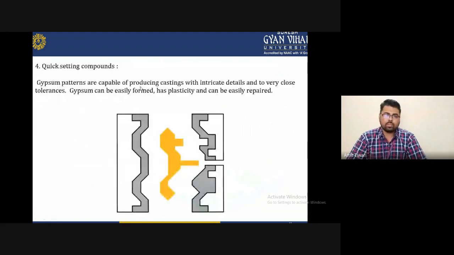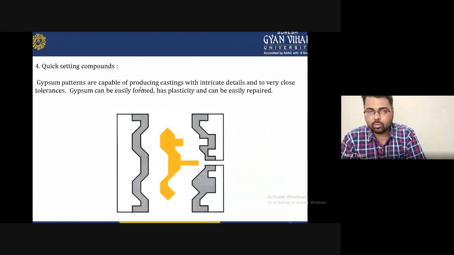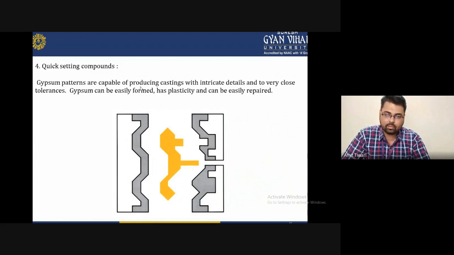Fourth one is that we generally use quick setting compounds. Gypsum patterns are capable of producing castings, and we can say that fine detail and very close tolerances are provided. Gypsum is generally used for providing high strength, increasing the compressive strength of cement. We also use gypsum as a pattern material because it provides very high compressive strength, so the same structure and size can be produced with high strength and durability.